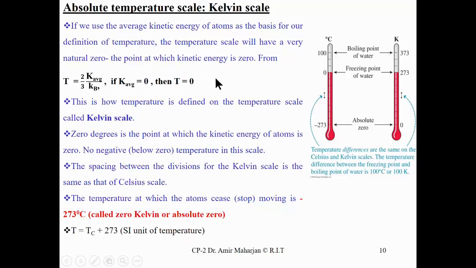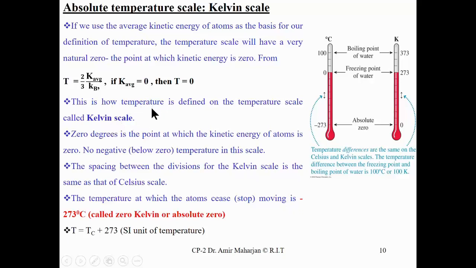Based on this formula, right away we can define the absolute zero temperature. What happens if the atoms don't move at all? Say atoms stop moving in a container. Then the average kinetic energy will be zero, then temperature will be zero, and that's how we define the absolute zero temperature. Absolute zero is the temperature at which all the atoms stop moving, so that the average kinetic energy becomes zero. So the pressure also becomes zero. That's how we define the absolute zero.